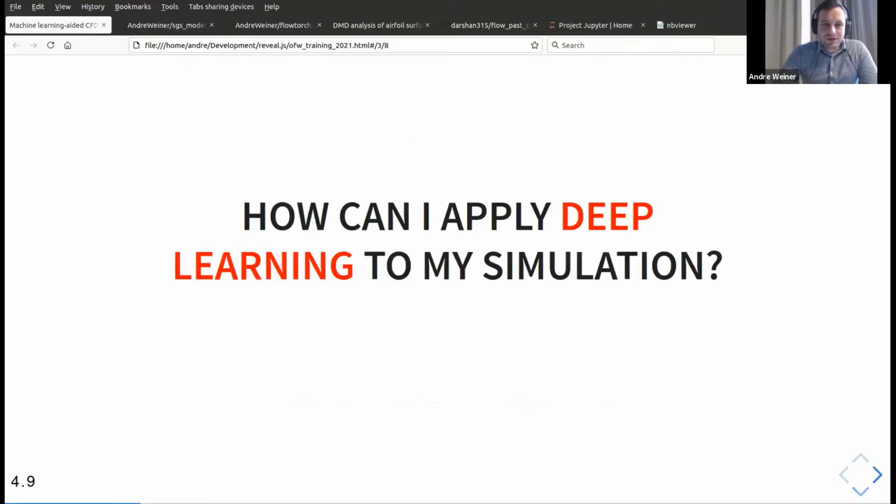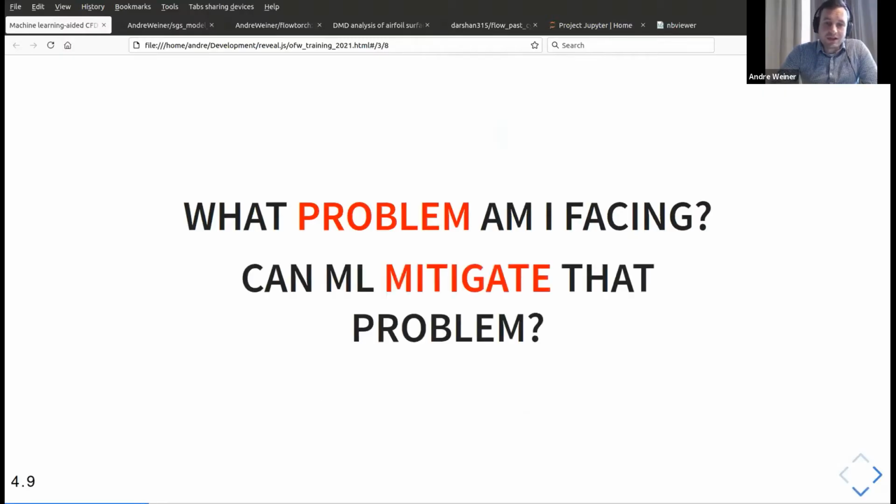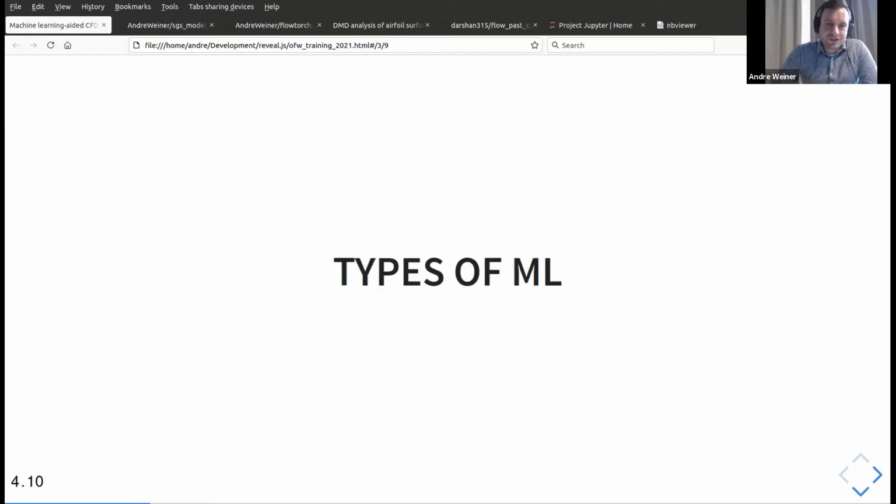So a question that I very often get from students, but also from senior researchers is, how can I apply deep learning to my simulation? And what I usually answer them is that maybe it's not the best question to ask. What you should be asking instead is, what is the problem that I'm dealing with, and can machine learning help me to mitigate that problem? And to answer the latter question, you should know what kinds of machine learning there are. And I've compiled here some very, very simple schematics that help you make your decision.